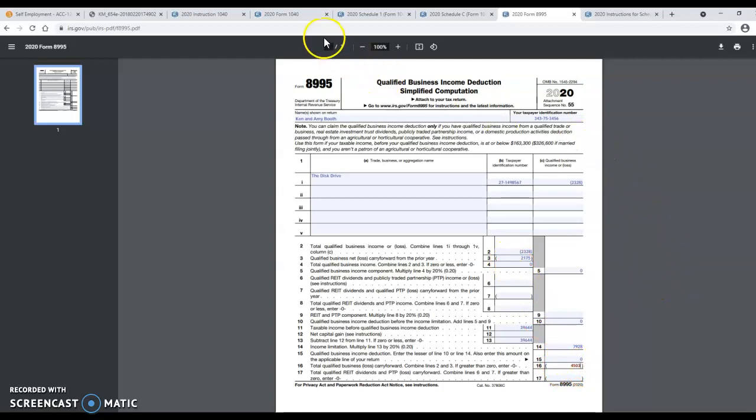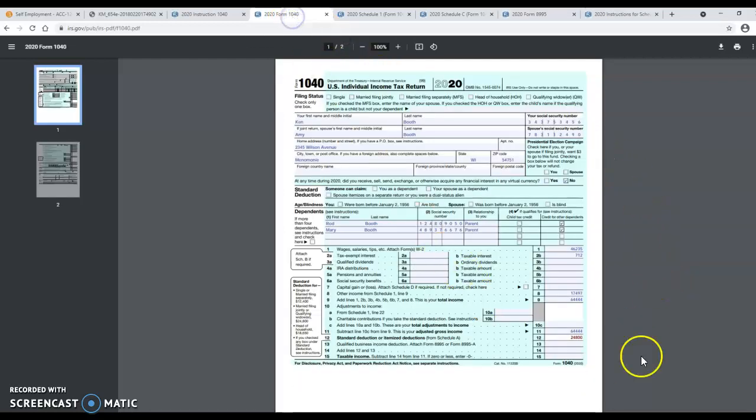Okay, so in this case, we have nothing, no QBI deduction. So line 14 is 24,800 plus 0, which is 24,800. And we have 64,444 minus the 24,800 is 39,644, our taxable income.